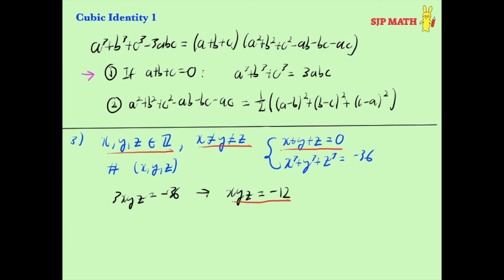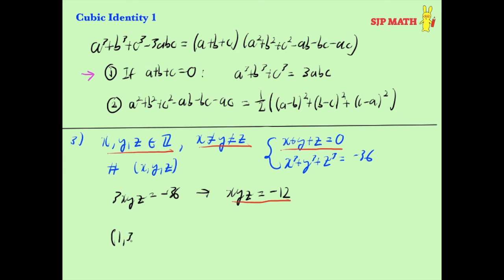So if we do this, x times y times z is equal to a negative number. So either all of x, y, z have to be negative integers, or only one of them has to be negative. But not all of them can be negative because that's not going to satisfy this statement. So this means that exactly one of them has to be negative and the other two have to be positive.